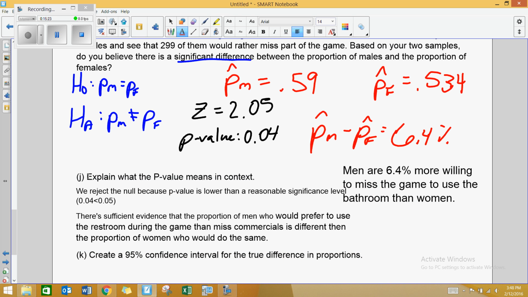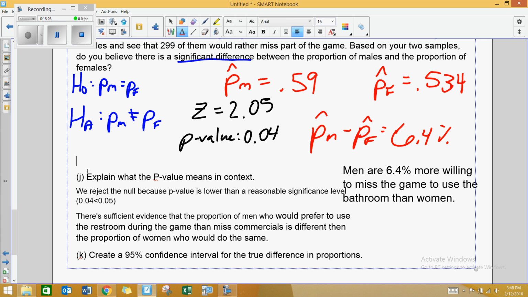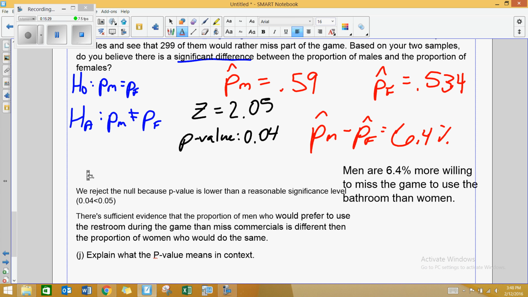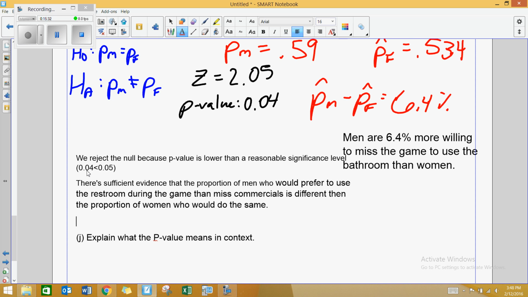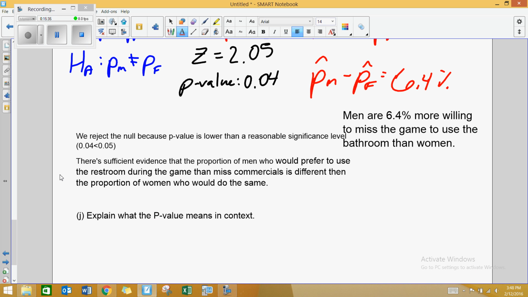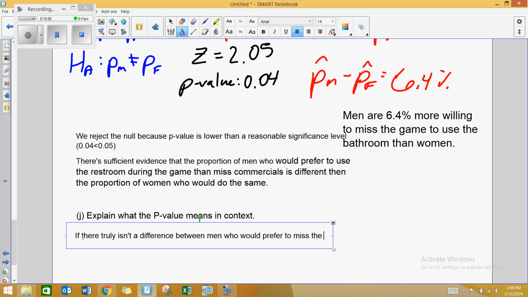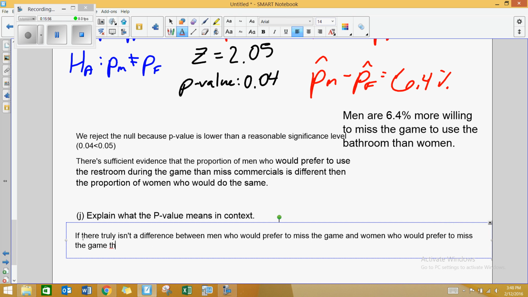Now, more on the p-value. So our p-value is what led me to that decision. I said 0.04 is too low. Well, what does that 0.04 represent in the context? That 0.04 is saying if there truly isn't a difference between men who would prefer to miss the game and women who would prefer to miss the game, then there's a 4% chance that I would see a sample difference.